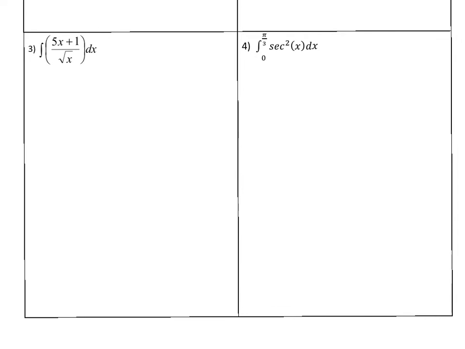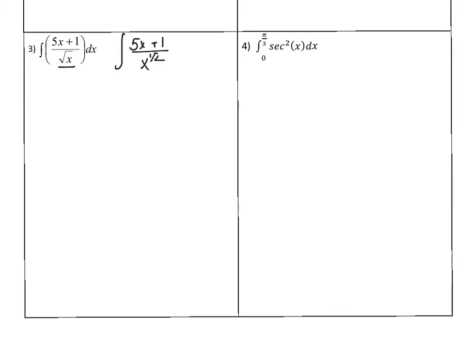Okay, number 3 was a little bit tricky. It requires us to rewrite this radical x as the same thing as saying x to the 1/2. So we're going to rewrite the numerator as 5x plus 1. This is going to stay. And the bottom is going to be written as x to the 1/2.